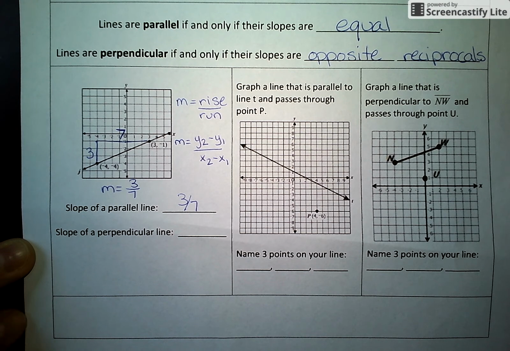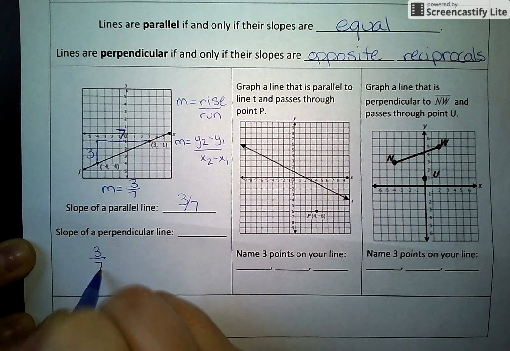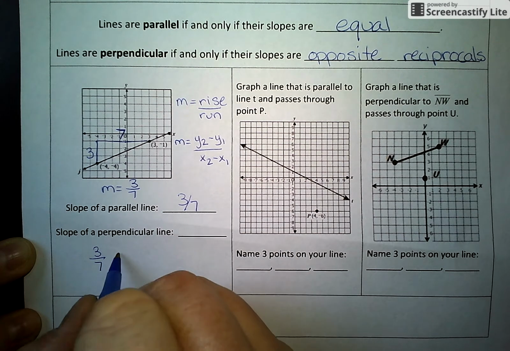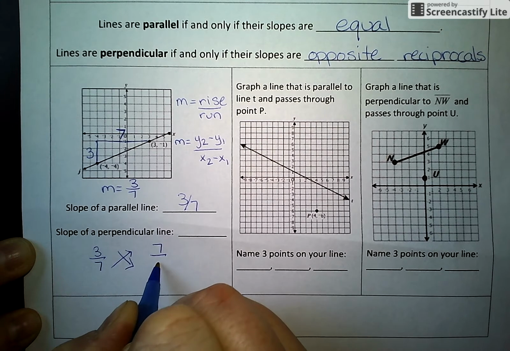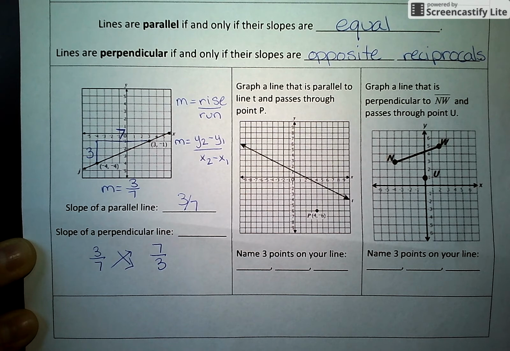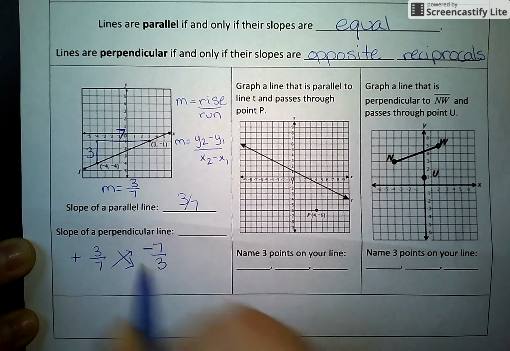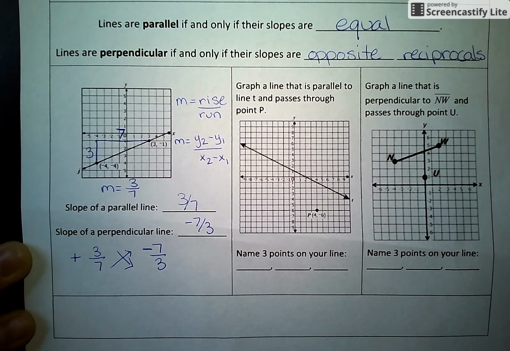For a perpendicular line, their slopes must be opposite reciprocals. Right now, 3 is the rise, 7 is the run. To make it a reciprocal, we just flip it over. 7 becomes the numerator, 3 becomes the denominator. Now we change the sign. We go from a positive to a negative. This creates a perpendicular line.